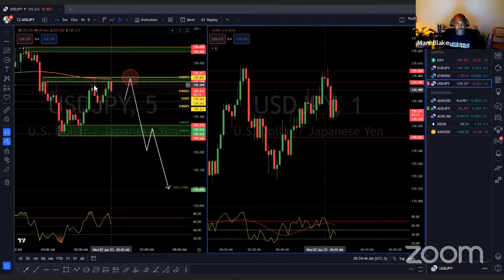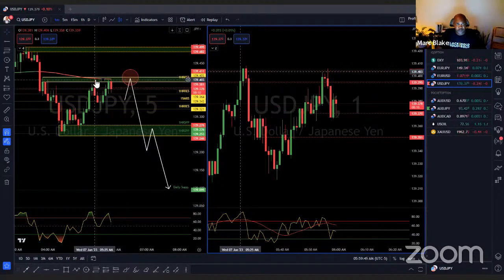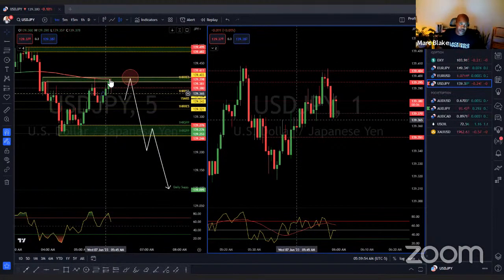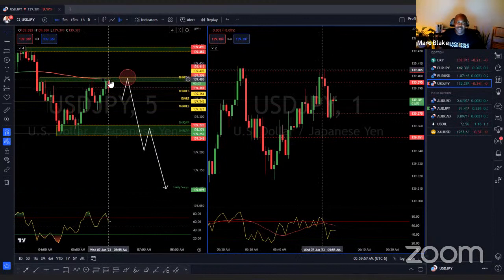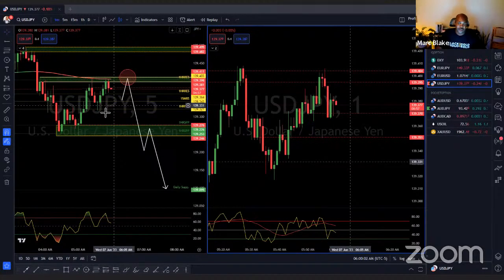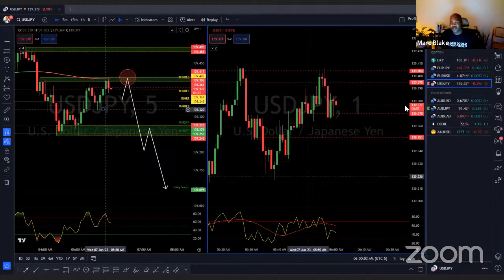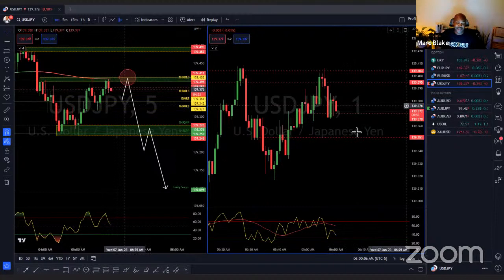We got the first one here, wicked into the zone. I believe that's the one we took and cleared, and then it gave us another opportunity to show us that, hey, do not disregard your zones. You could get a retest and you could get another potential opportunity. All right, it is now 6 o'clock, guys. That was a good one to close out the session.